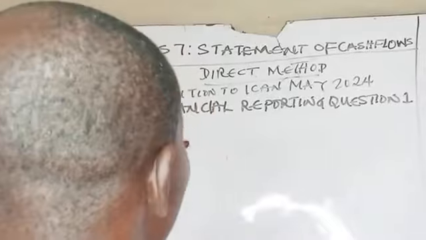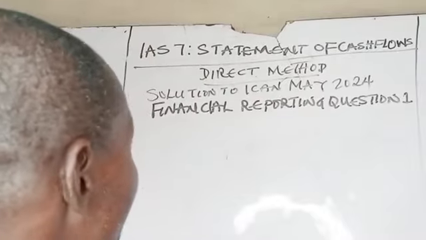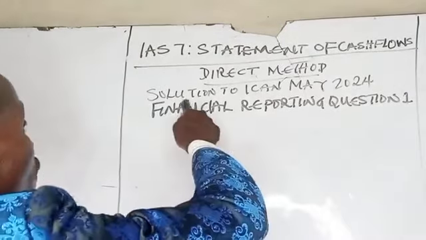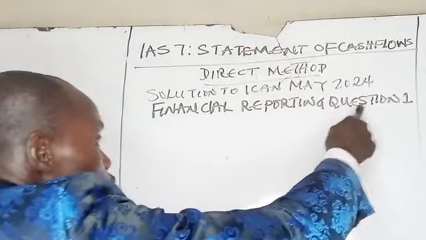In this lecture, I want to examine IAS 7 Statement of Cash Flows, Direct Method, using a question from ICAN May 2024 Financial Reporting question number 1.